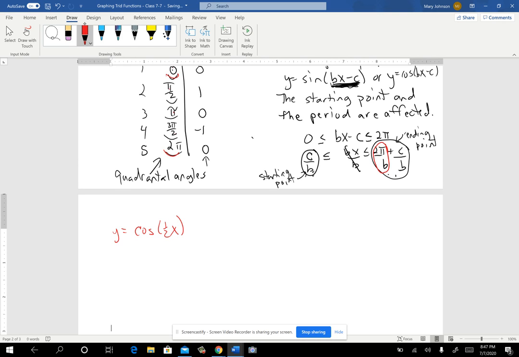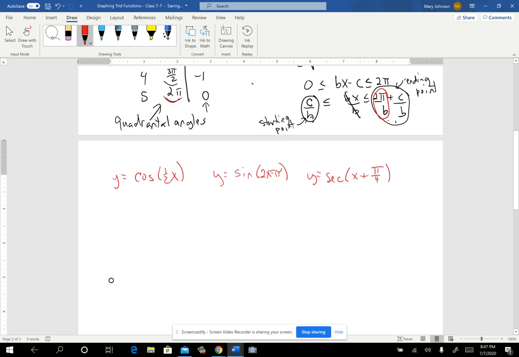Okay. Or what if you had y equals sine of 2x minus pi? Or what if we had y equals secant of x plus pi over 4? Let's do a couple of these, okay?